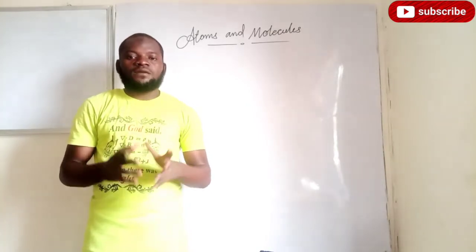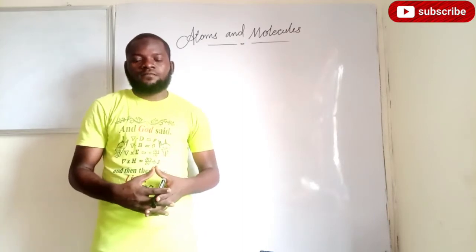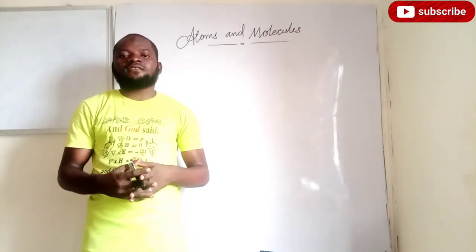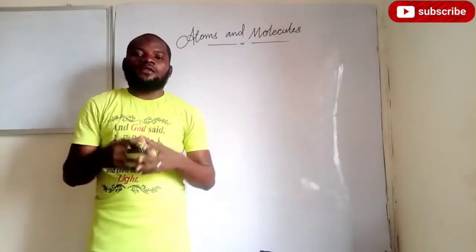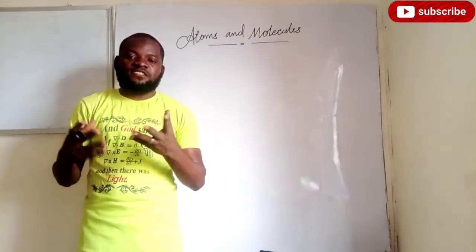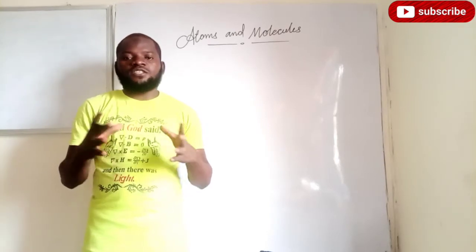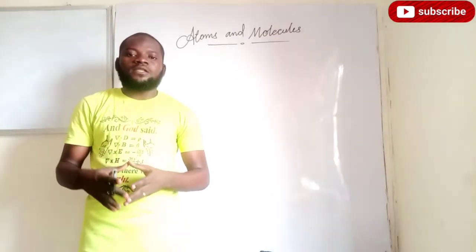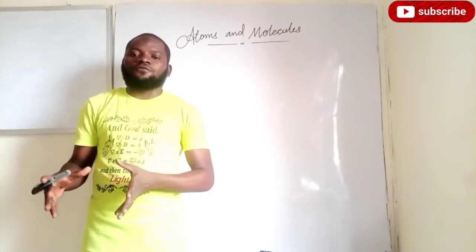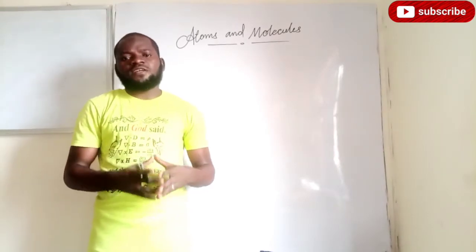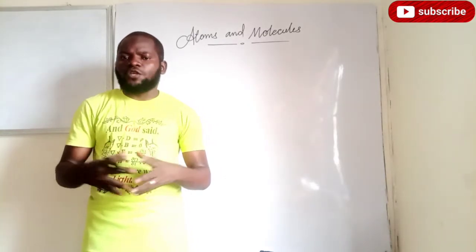What is matter? Matter is anything that has mass and can occupy space. Anything that exists will definitely have mass, even if the mass is negligible, and whatever has mass can occupy space, even if it is very, very small. Now, if the universe is made up of matter, then matter is made up of atoms. Let's quickly look at some examples to understand the concept of atoms and molecules.